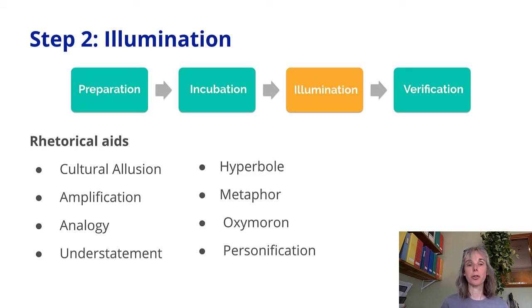Now let's focus on the illumination step, and let's look at some techniques that can help us there. First, there are rhetorical aids. Rhetoric is a technique that an author or speaker will use to try to persuade the reader of a certain perspective. Techniques you can use to make an argument and be persuasive are cultural allusion, amplification, analogy, understatement, hyperbole, metaphor, oxymoron, and personification. Let's look at a few of these.